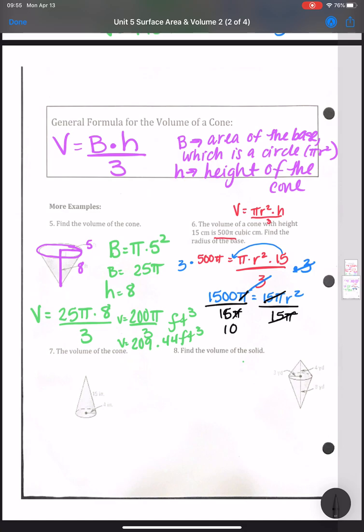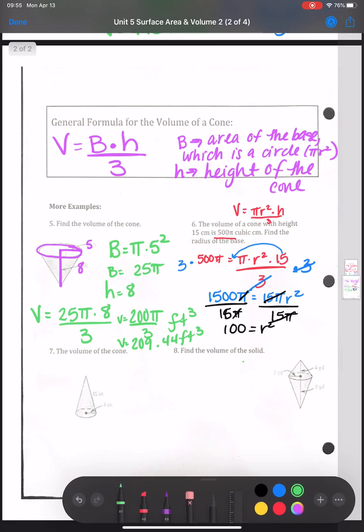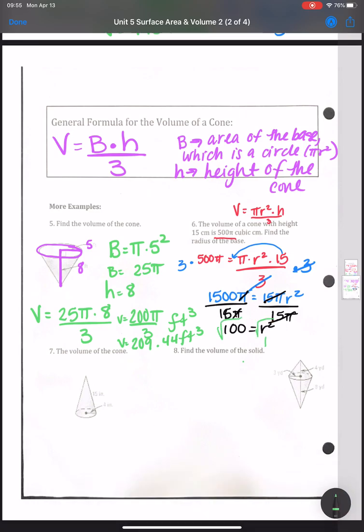So I'm left with 100 is r squared. To unsquare something, remember, you just take the square root of it. So my radius is 10, and the units we're in is centimeters. So the radius is 10 centimeters.